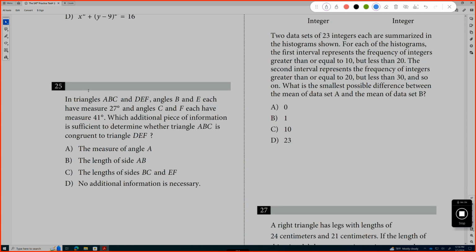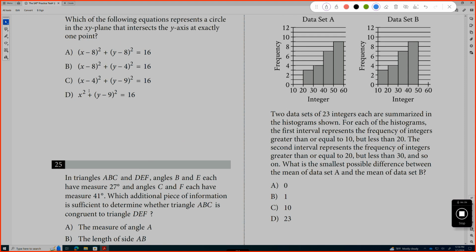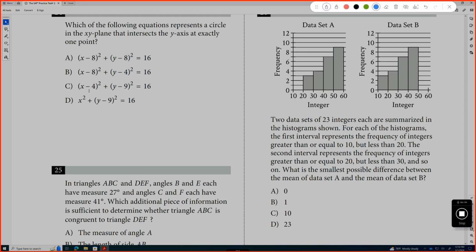the last question. Let's read the question first. Two data sets of 23 integers. So we have whole numbers, right? Because it's on the right side of the y-axis. Are summarized in the histogram shown. For each of the histograms, the first interval represents the frequency of integers greater than or equal to 10 but less than 20. So from 10 to 19, from 20 to 29, and so on. What is the smallest possible difference between the mean of data set A and the mean of data set B?